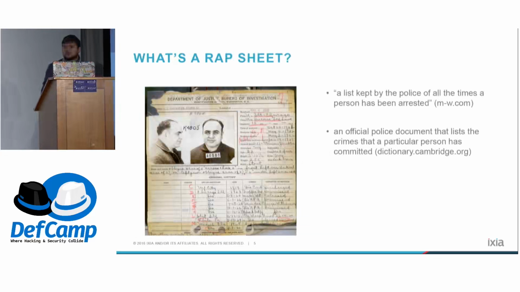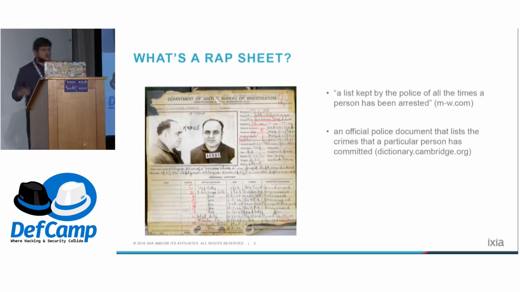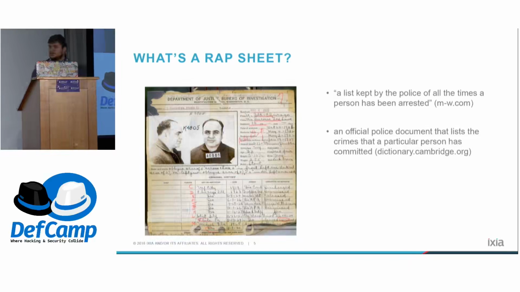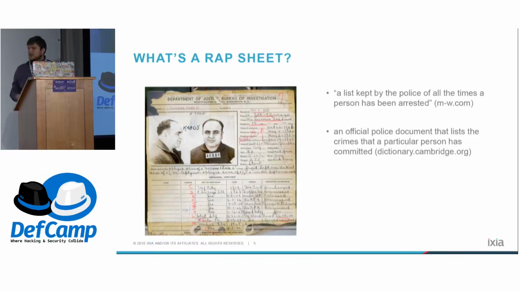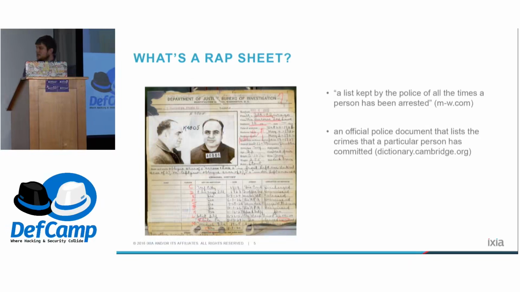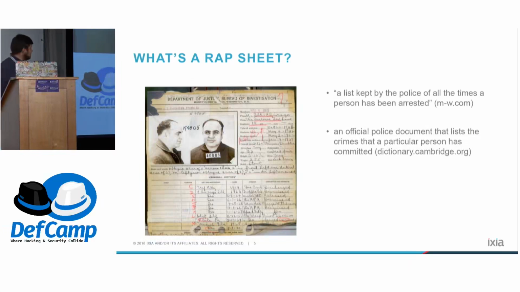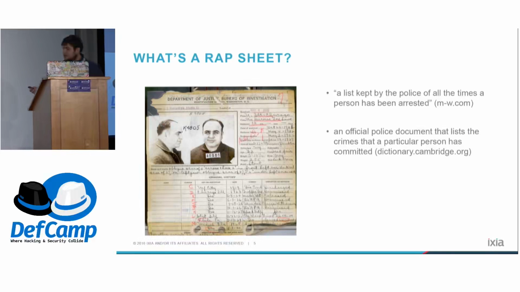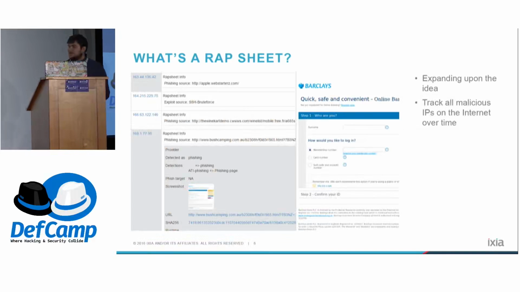So first of all, what's a rap sheet? You have some dictionary definitions if you prefer those. If not, I'll tell you it's a record the police keeps on everything bad they know someone ever did, right? You have Al Capone's rap sheet as an example over there, with a lot of stuff about his criminal history. What we did was take this idea and expand upon it by tracking all malicious IPs on the internet over time. Okay, you might ask why we want to do something like this.